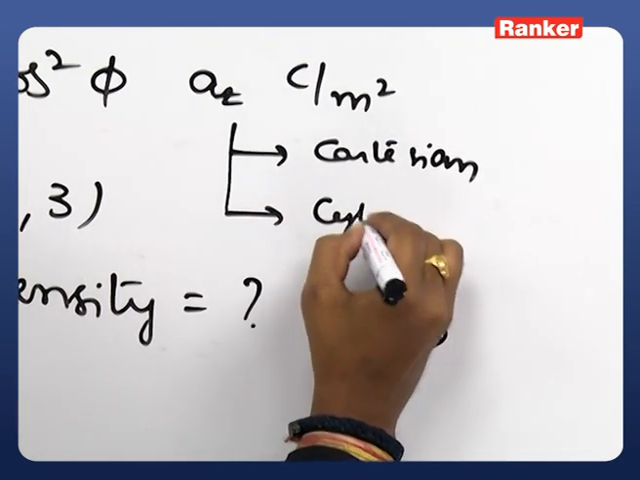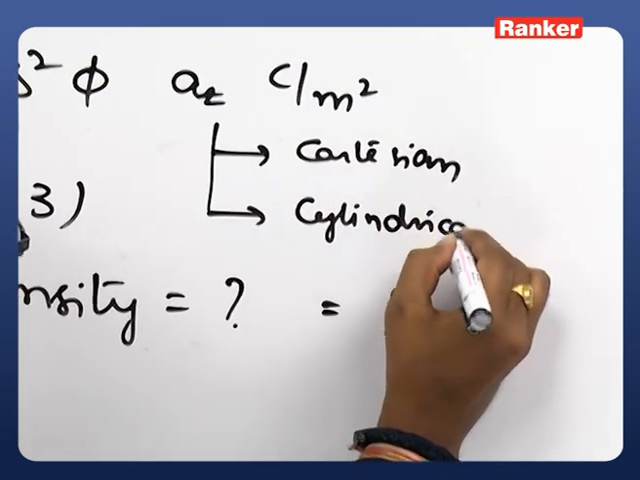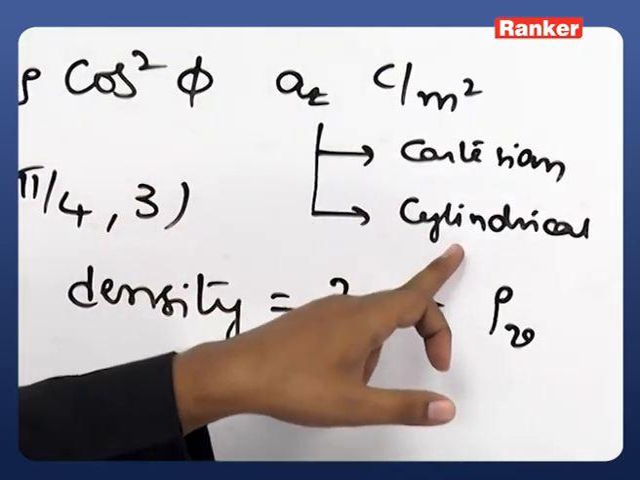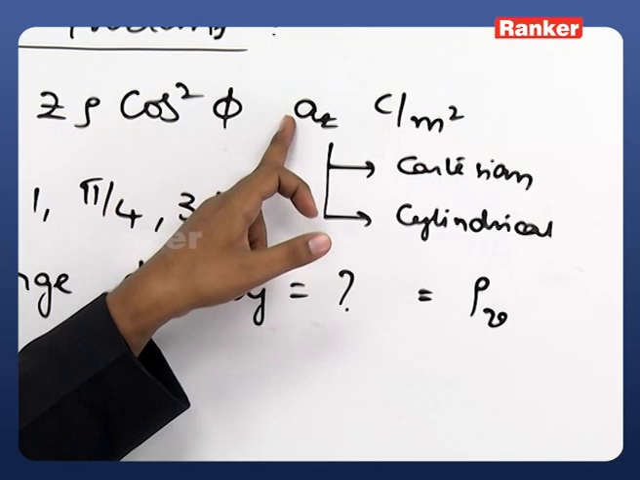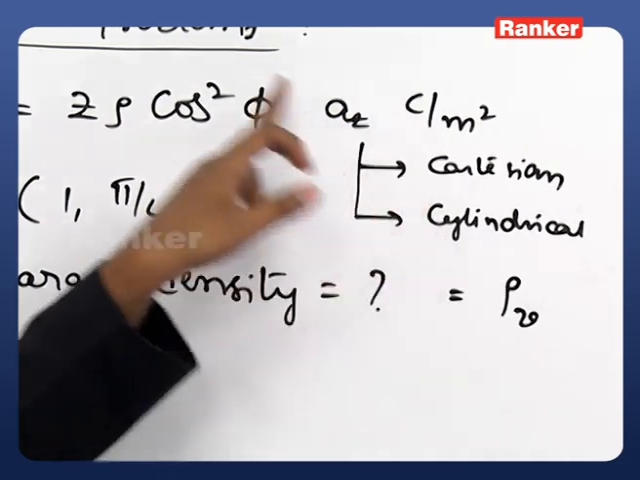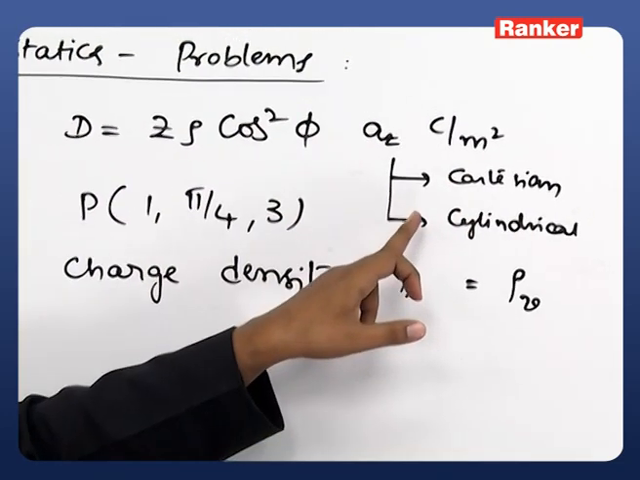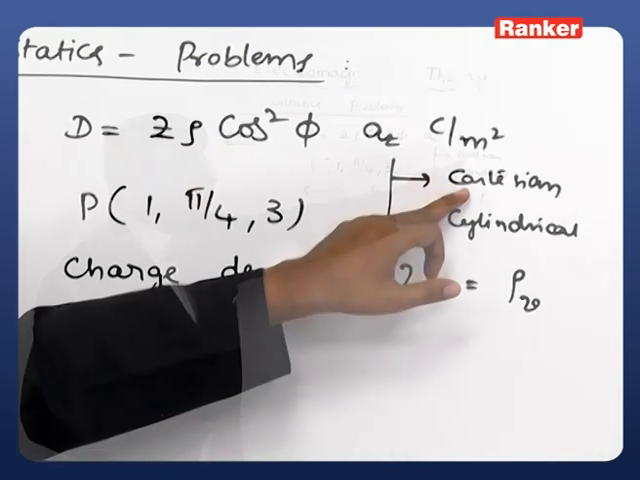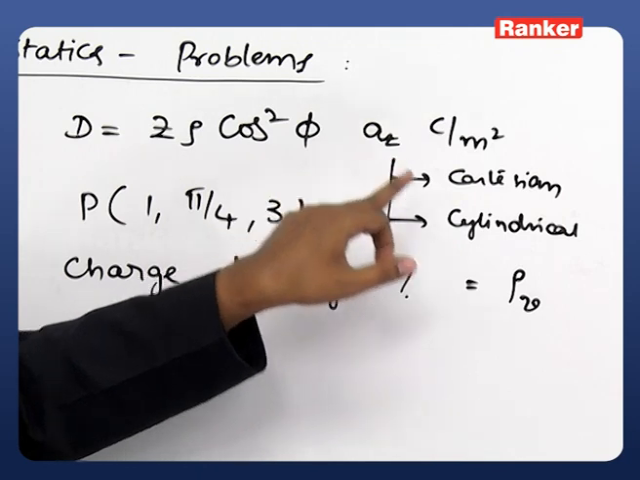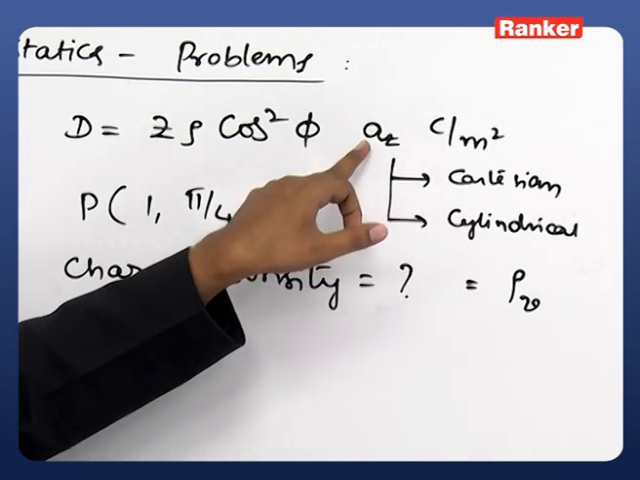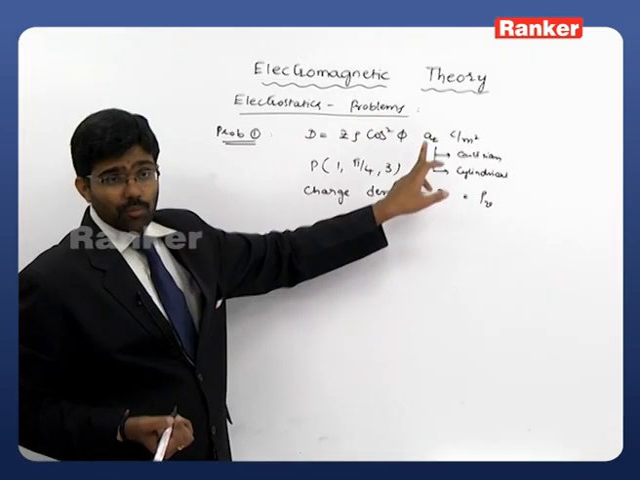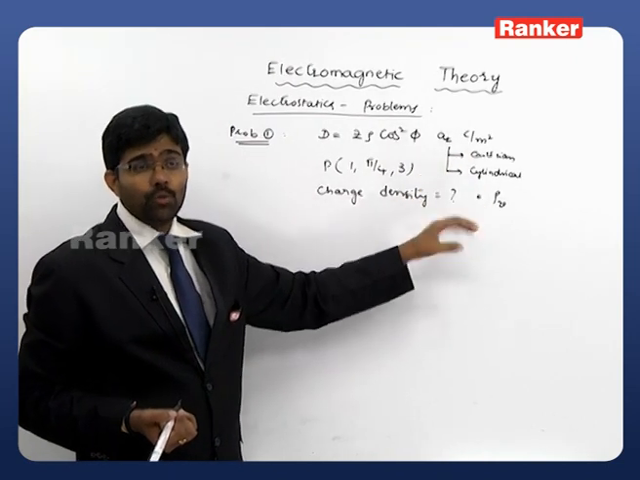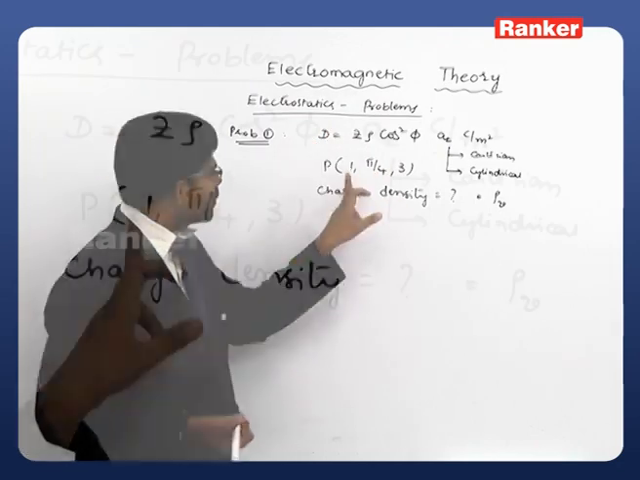Since the unit vector is a_z, we need to take this in maybe the Cartesian coordinate system or the cylindrical coordinate system. The Cartesian coordinate system contains a_z, and the cylindrical coordinate system also contains a_z. So we are supposed to take these two coordinate systems only, and we will examine which one is applicable a little bit later. Among these two, which one is most suitable, or exactly in which it is given, just observe the point.